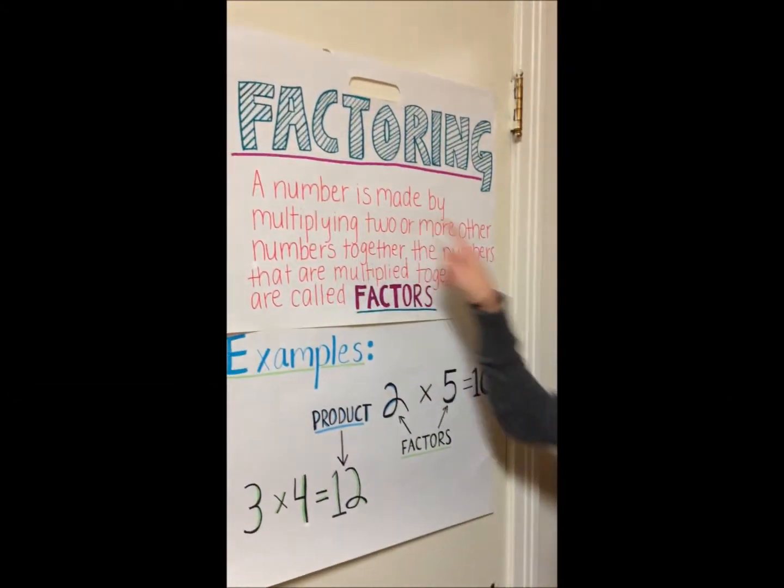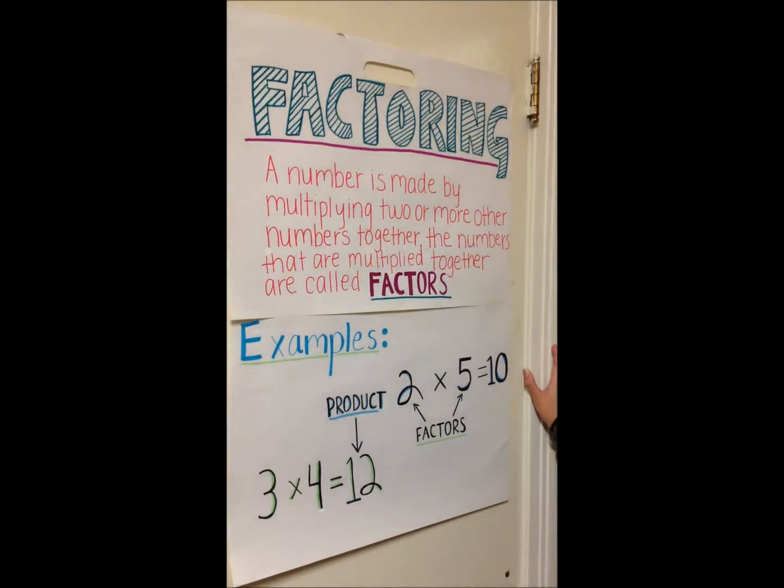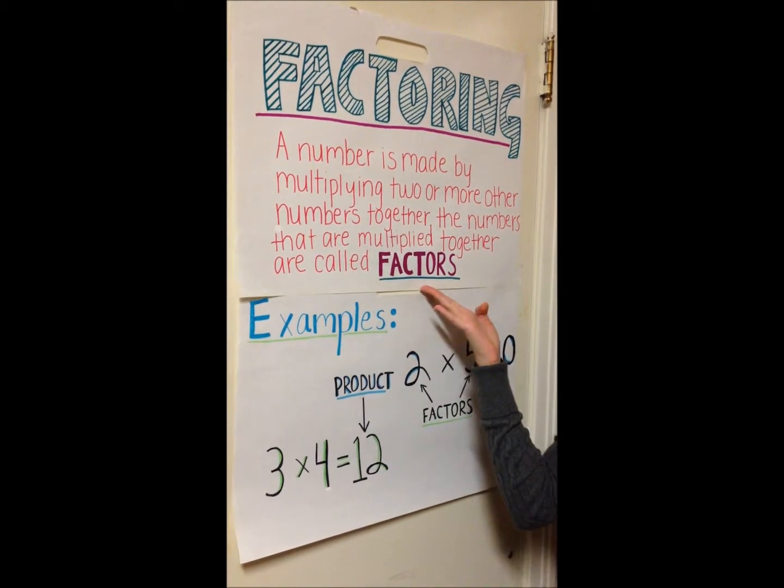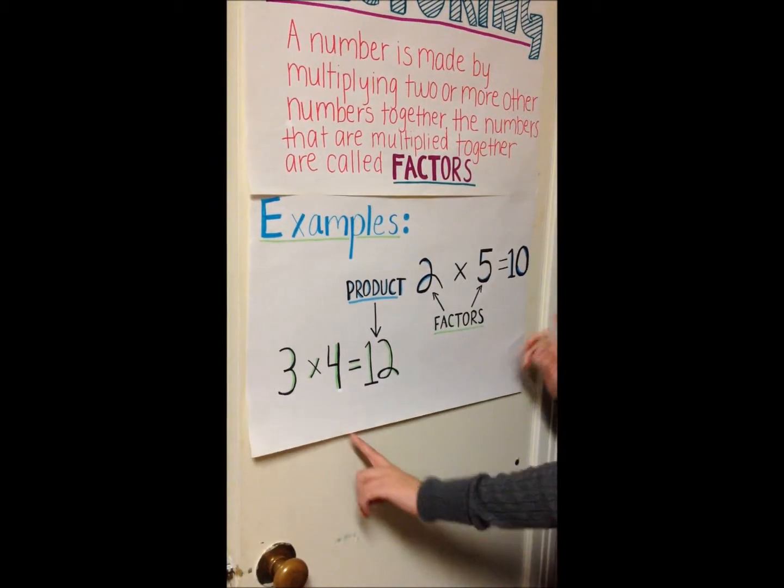Today we're going to talk about factoring. A number is made by multiplying two or more numbers together. The numbers that are multiplied together are called factors. So here we have two examples.